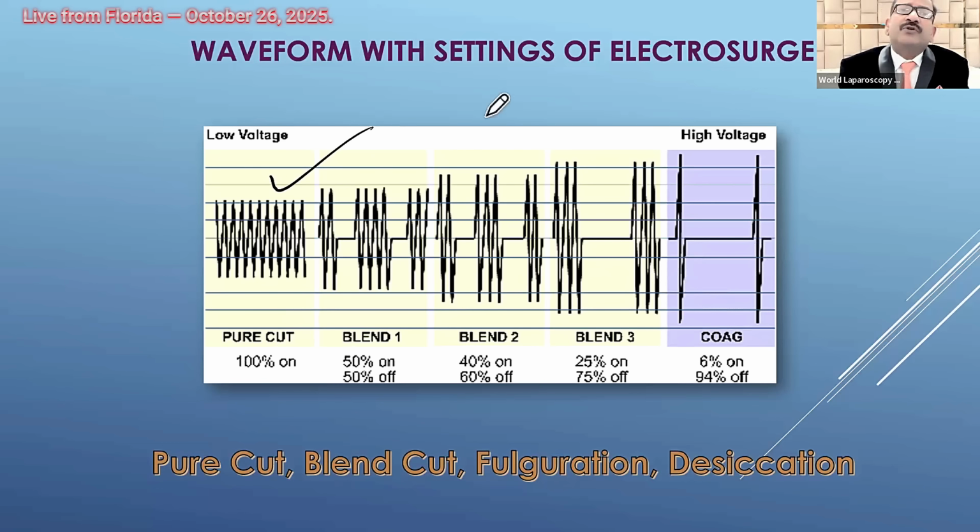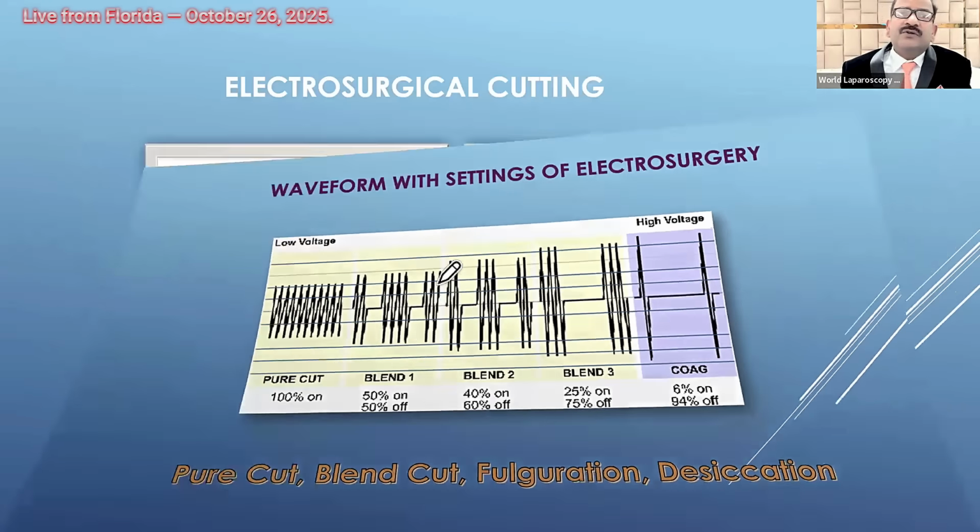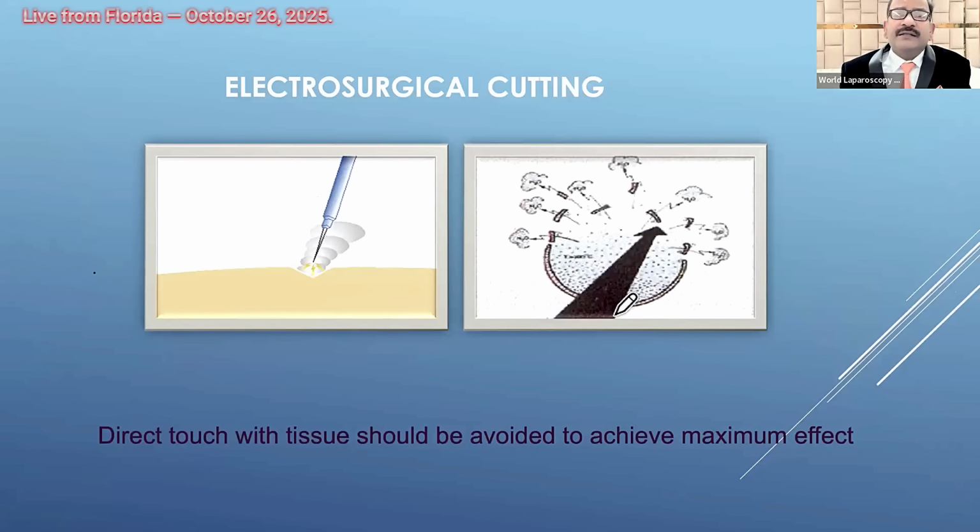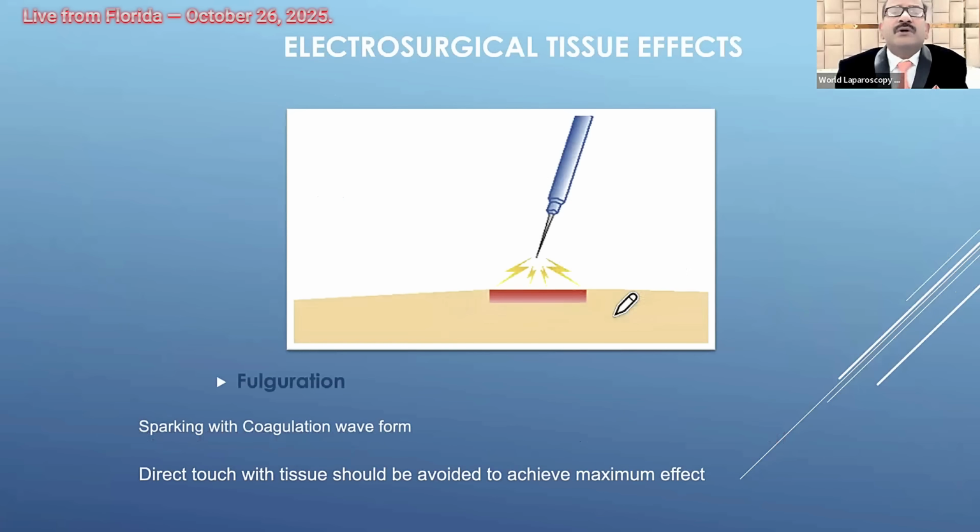So cut and blend are both used with the yellow paddle. Basically pure cut and blend cut are the types of cut. In the same way, coagulation is also of two types. One is called fulguration, another is called desiccation. What is fulguration? Fulguration is a coagulation current applied with some distance. In fulguration, the voltage becomes very high, so current can jump through the air and be thrown over the tissue. So the depth of injury is very less and the width of injury is more.